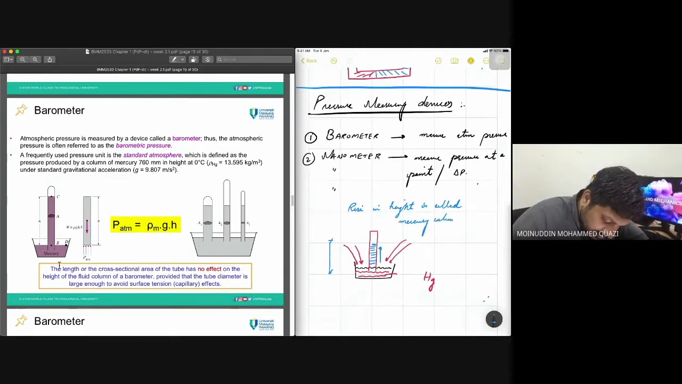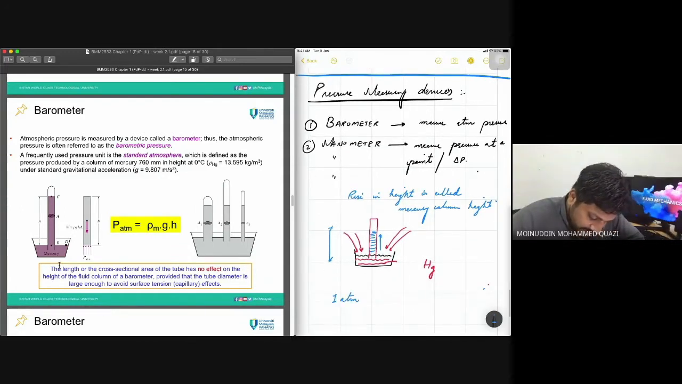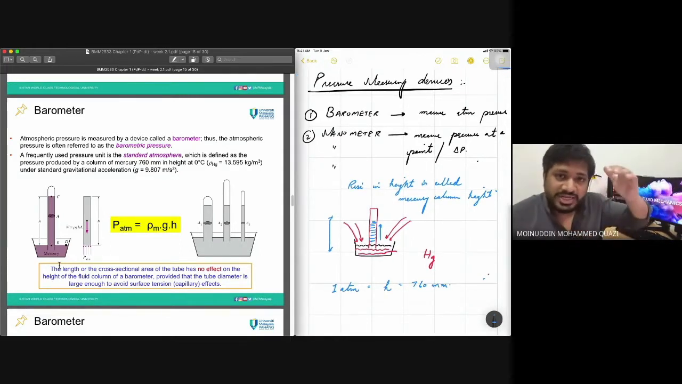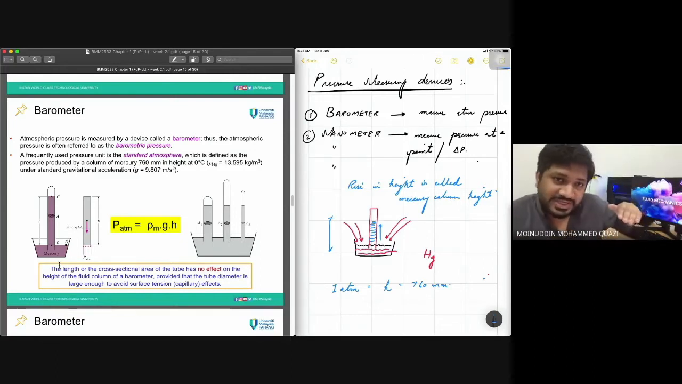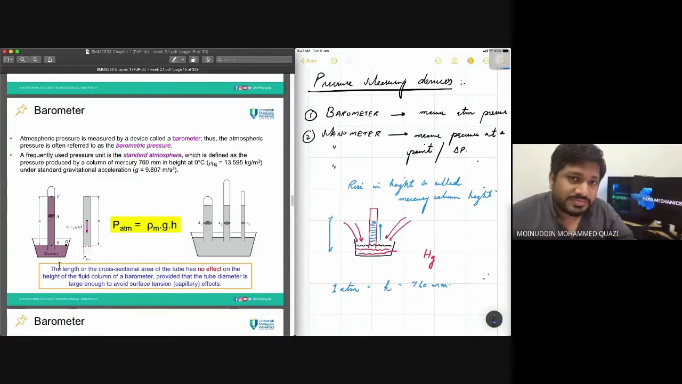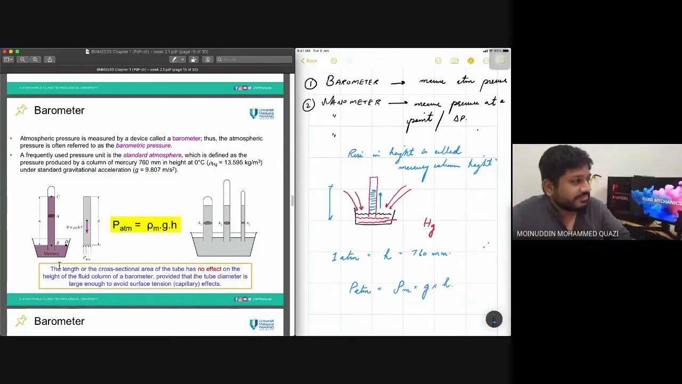Okay. So for one atmosphere, the height that the mercury will rise is equal to 760 millimeter. So if you take this device to a mountain, the atmospheric pressure will decrease. When the atmospheric pressure decreases, the height of the column will also decrease, because less pressure is acting on the surface, so it is not pushing the mercury up into the tube. So this device is used to measure atmospheric pressure, PATM, which is equal to the density of mercury multiplied by gravity multiplied by the height of the column.